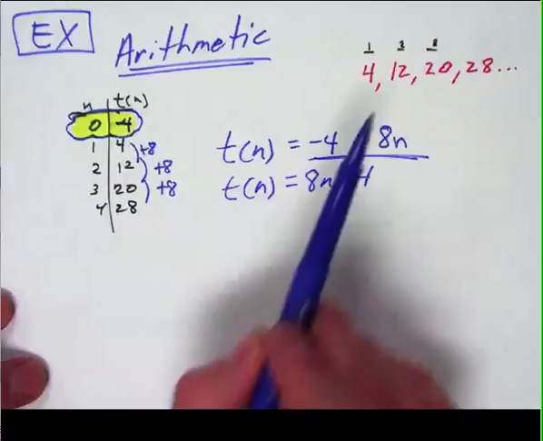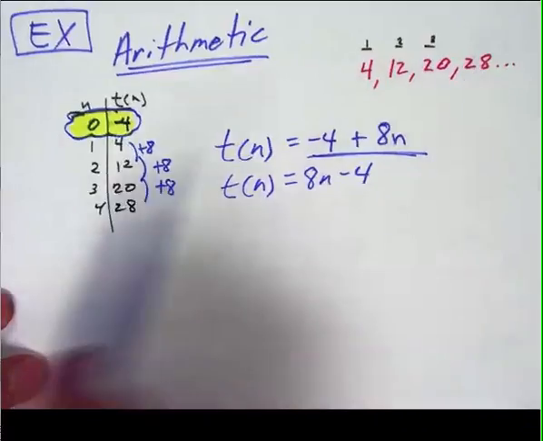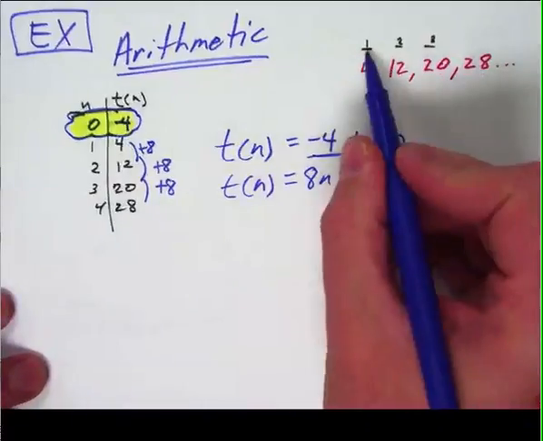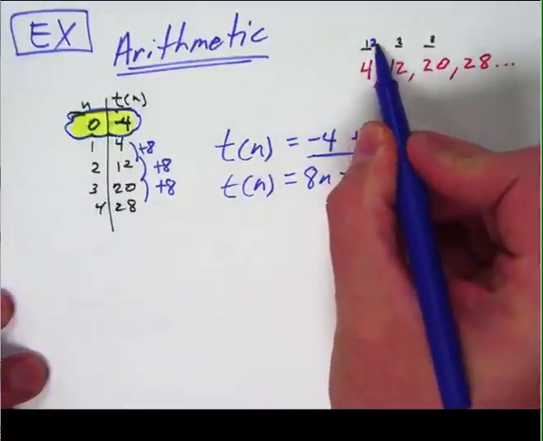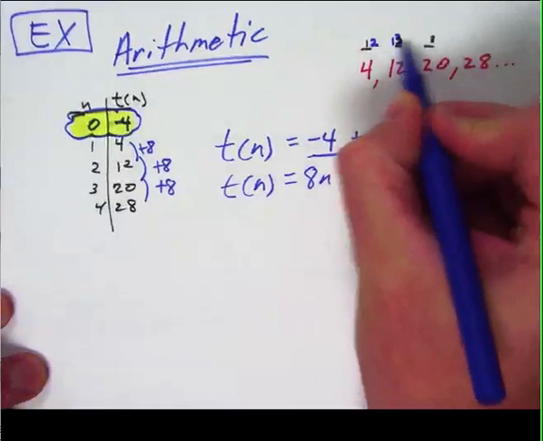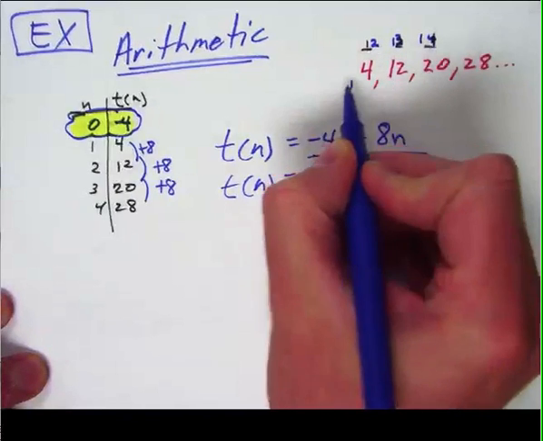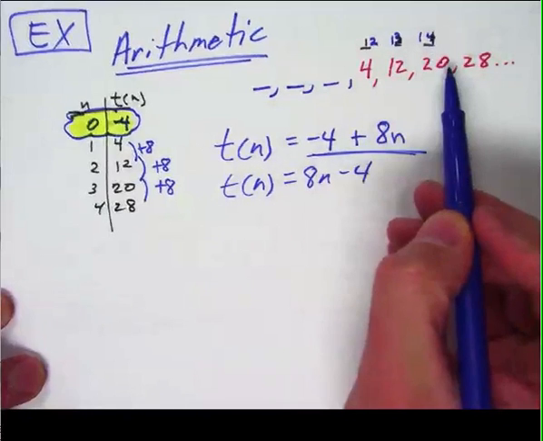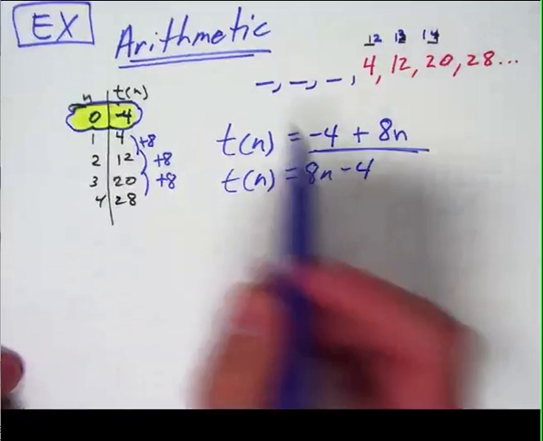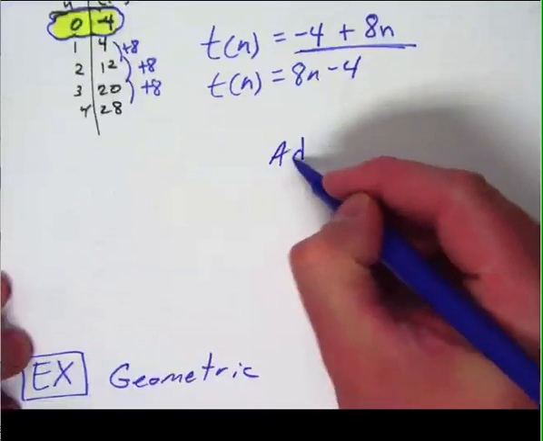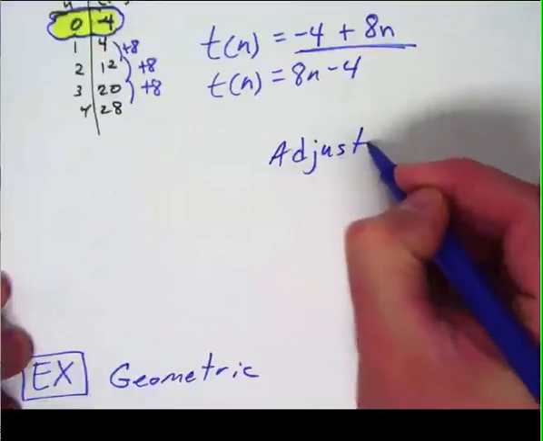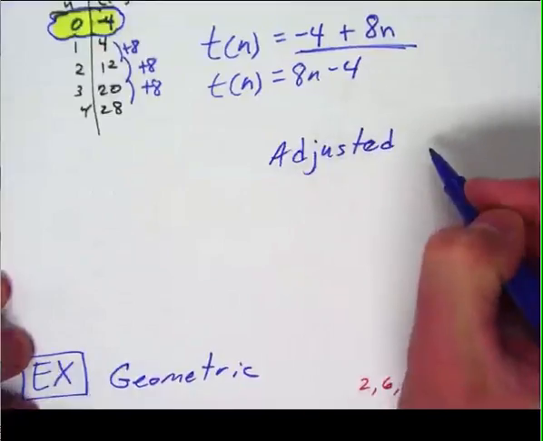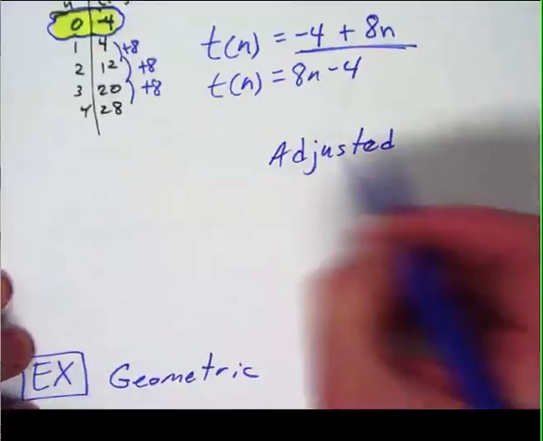Now, if we take the exact same sequence, and they say, whoa, this isn't the first term, this is the 12th term, and the 13th term, and the 14th term, you'd have to figure out all those ones before it to write the equation. That's a lot of work. So there is this thing called adjusted sequences, and adjusted sequences allow you to not start at term 1 or term 0, but adjust it to anywhere.